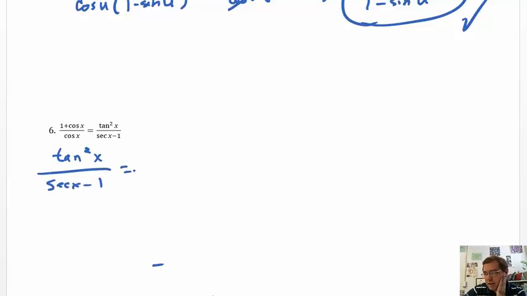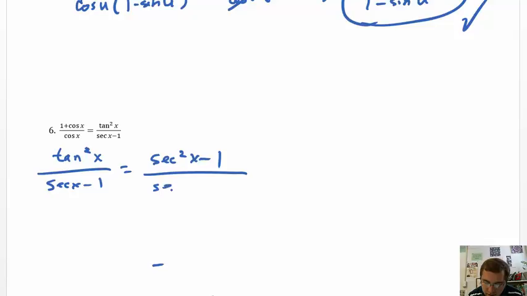Okay, so I've got the tangent squared. I could make that into sine squared over cosine squared, and I'd probably get there. But I also have this fundamental trig identity that says 1 plus tangent squared of x equals secant squared of x. That would mean that tangent squared of x was equal to secant squared of x minus 1. I just moved the 1 to the other side. So let's do that. Replace tangent squared with secant squared minus 1.